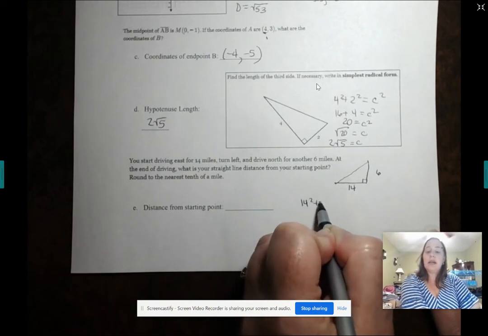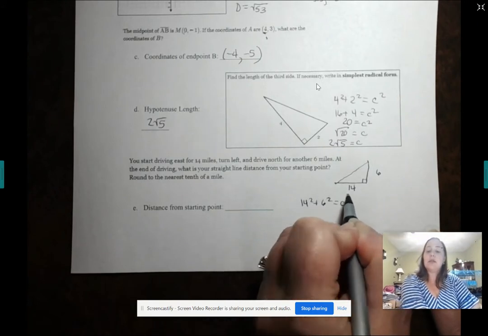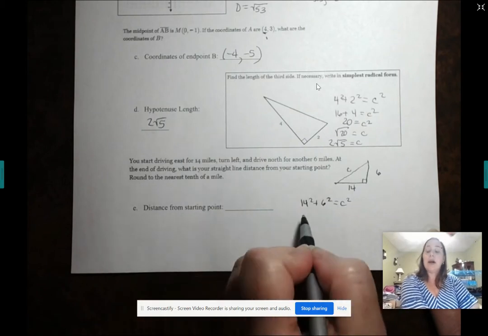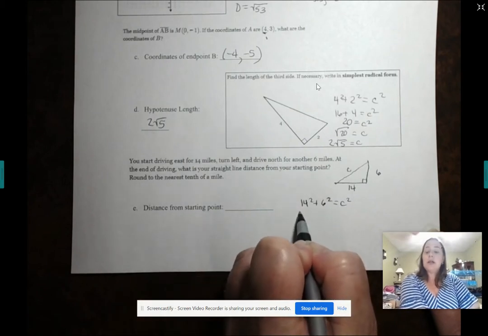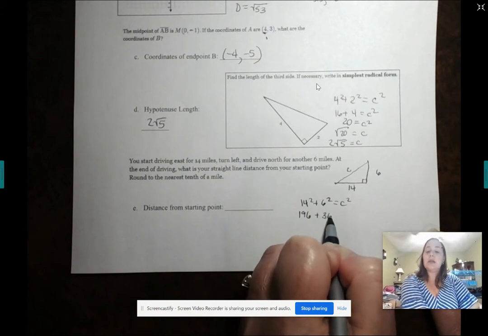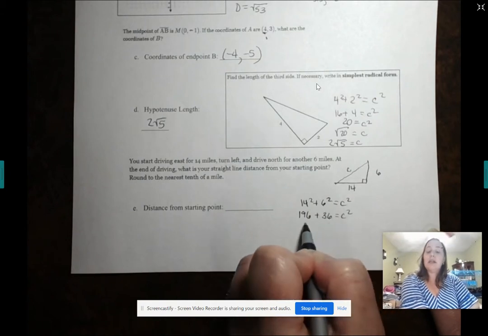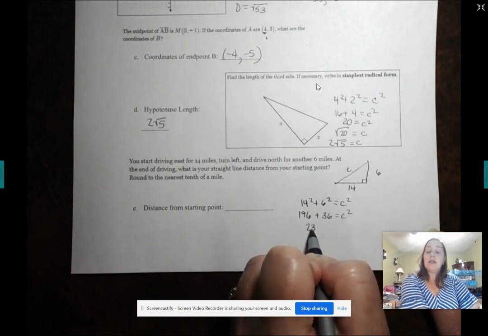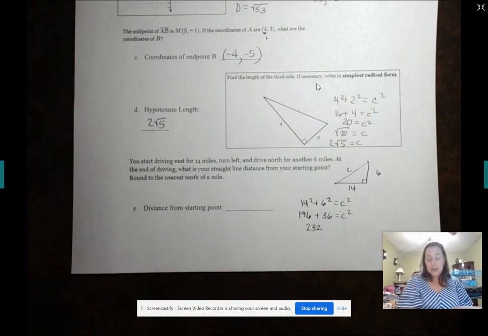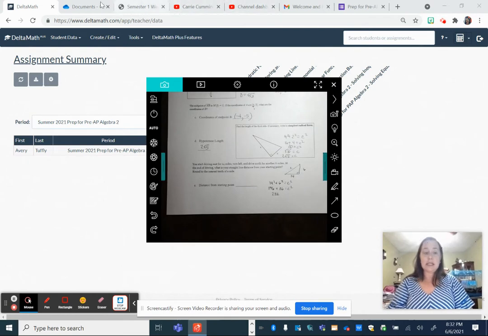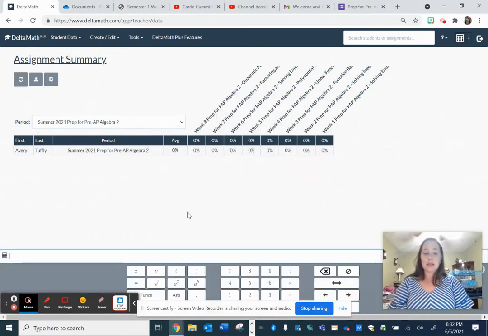So I'm going to do a squared plus b squared equals c squared. Obviously, this is the hypotenuse. 14 squared is 196, and 6 squared is 36. Oh boy, I should have done this ahead of time. So these get us 232. And now y'all are catching me with my pants down. Let's go to Delta Math.